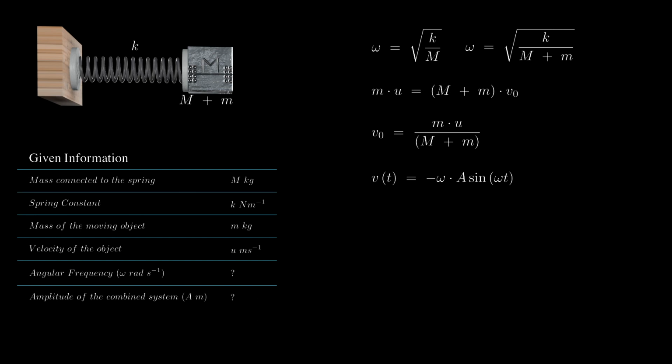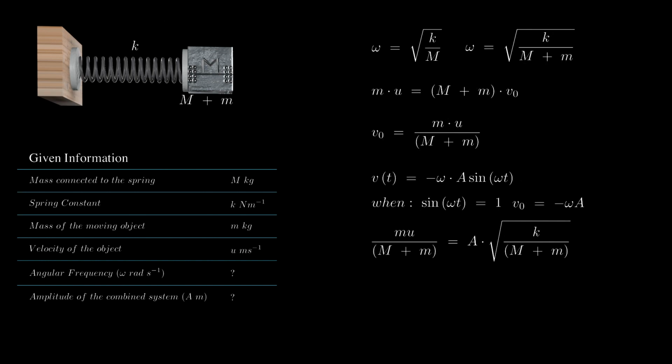What's displayed on the screen is the generalized representation of the velocity of an object experiencing simple harmonic motion. At the moment of impact, the mass was positioned at the equilibrium point, resulting in a sine value of omega t equal to 1. This provides an expression for the initial velocity in relation to the amplitude of the oscillation. By substituting the previously derived formula for the angular frequency, we arrive at this expression for the amplitude. The negative sign can be disregarded as we are solely concerned with the magnitude of the amplitude.